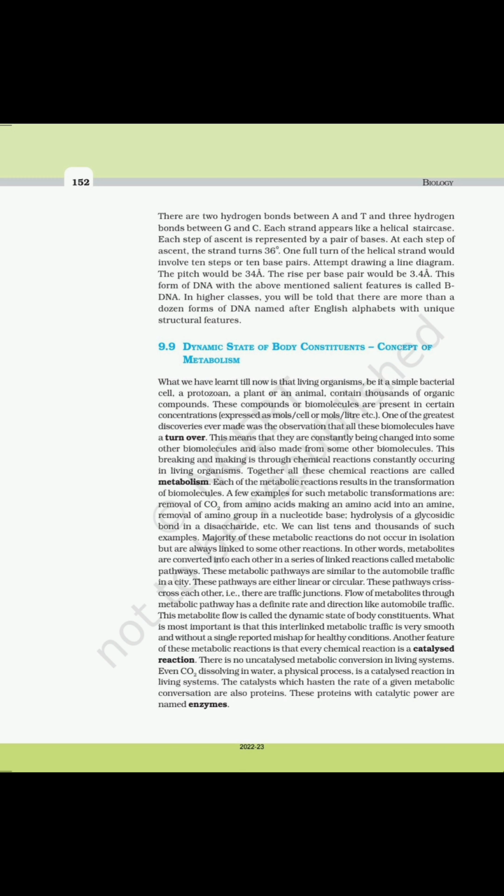This metabolite flow is called the dynamic state of body constituents. What is most important is that this interlinked metabolic traffic is very smooth and without a single reported mishap for healthy conditions. Another feature of these metabolic reactions is that every chemical reaction is a catalyzed reaction. There is no uncatalyzed metabolic conversion in living systems. Even CO2 dissolving in water, a physical process, is a catalyzed reaction in living systems. The catalysts which hasten the rate of a given metabolic conversion are also proteins. These proteins with catalytic power are named enzymes.